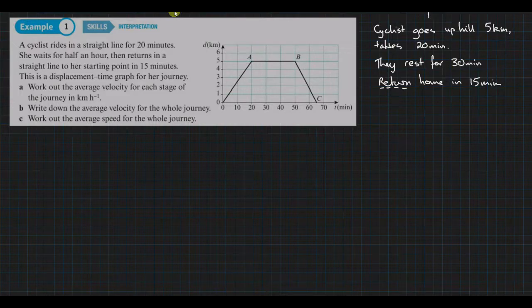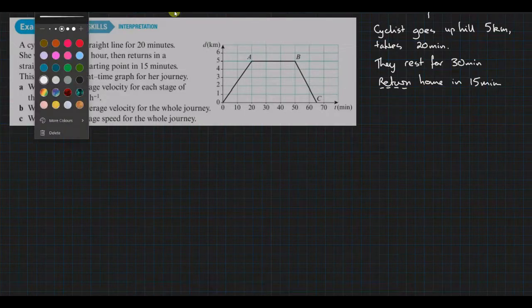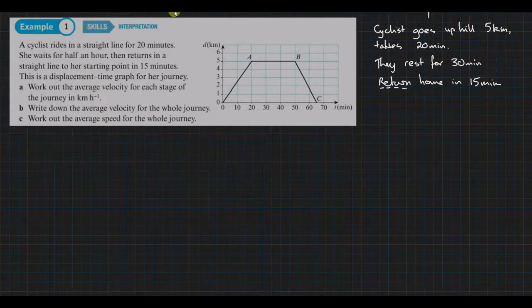Okay, so we'll start off with our journey home, which is the origin. So for part A, we've got 3 sections. Do label which part of the journey you're talking about. OA, that's where I'm going from. Displacement: the change in displacement was 5 kilometres. Change in time was 20 minutes.